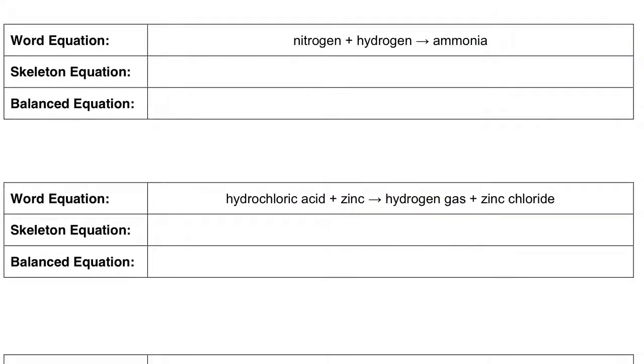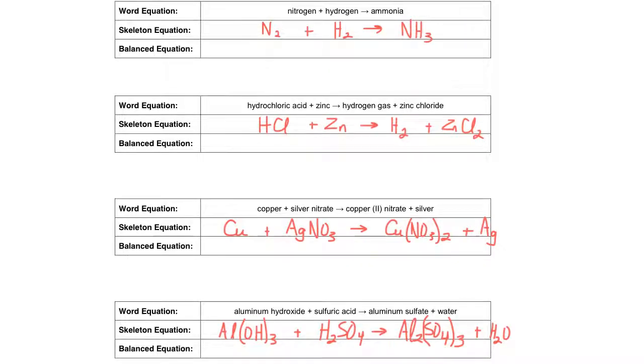On this page, I've given you several word equations. I'd like you to take a moment, pause the video, and fill in the skeleton equations. So here I've given you the skeleton equations for each of those reactions. If you had trouble getting any of these formulas, I would encourage you to go back into Unit 1 about the nomenclature of these types of compounds, or you can email me with your questions.